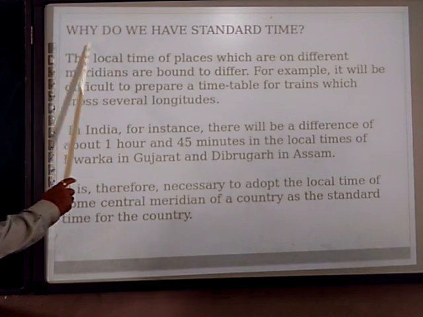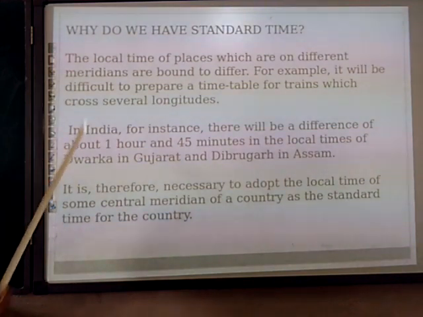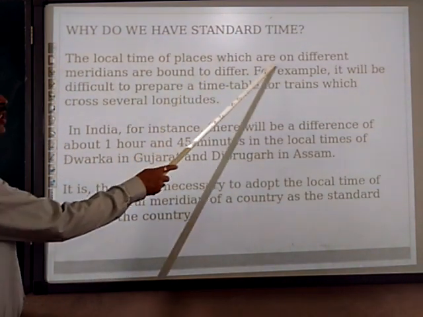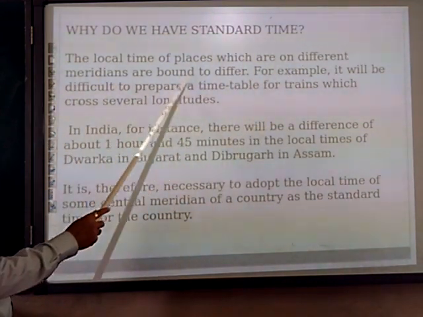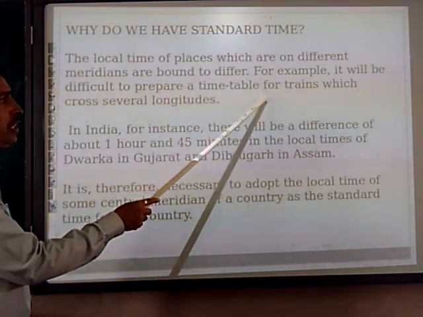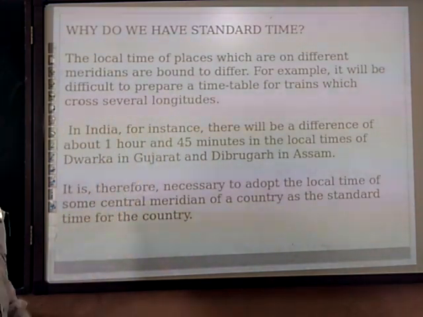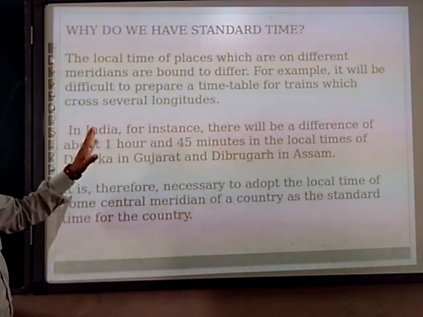Next, why do we have the standard time? The local time of the places which are on different meridians are bound to be different. For example, it will be difficult to prepare a timetable for trains that cross several longitudes. So we require a standard time.